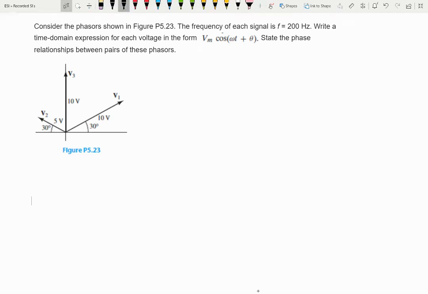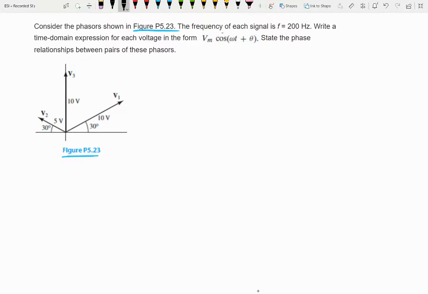All right, let's take a look at this problem. It says consider the phasors shown below in this figure. And just a quick note, figure 5.23, make sure that they're the same figures, especially for your test.